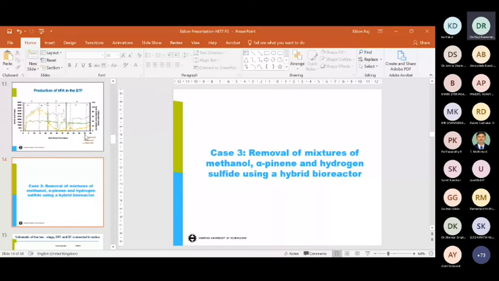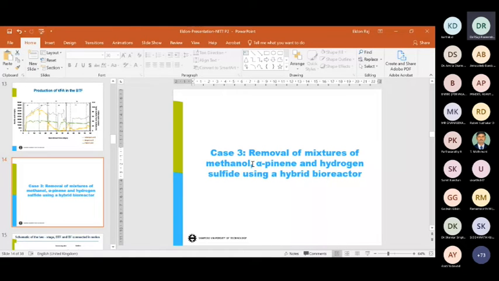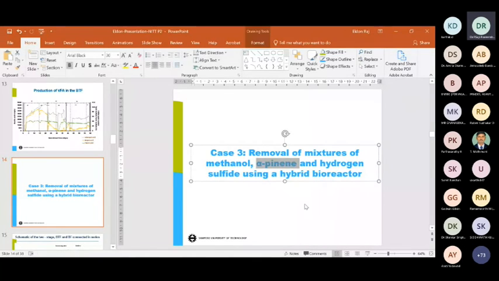And the third case study that I would like to share with you is also related to a pulp and paper industry, but this is not an anaerobic process. This is just an aerobic process. We wanted to simulate the removal of a hydrophilic compound, a hydrophobic compound, and a volatile inorganic compound. So that is why we went for methanol, which is hydrophilic, alpha pinene, which is hydrophobic, and hydrogen sulfide, which is a volatile inorganic compound.